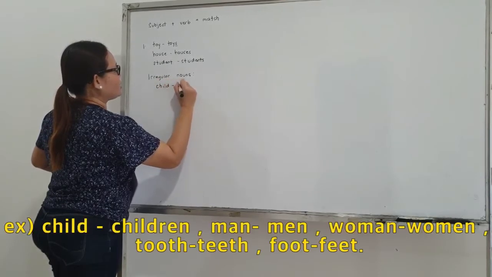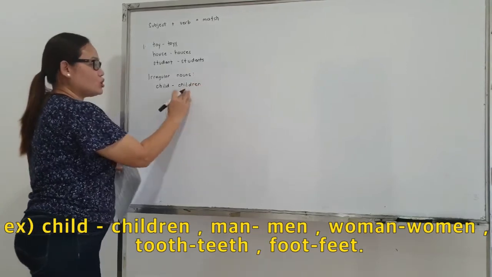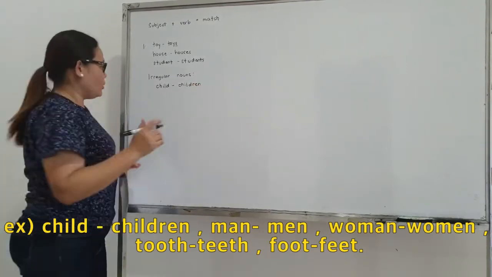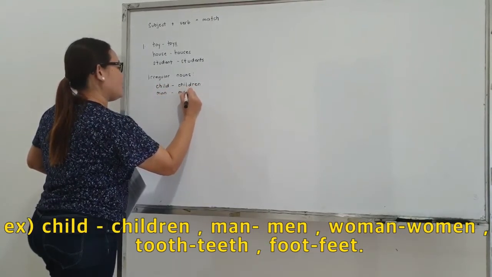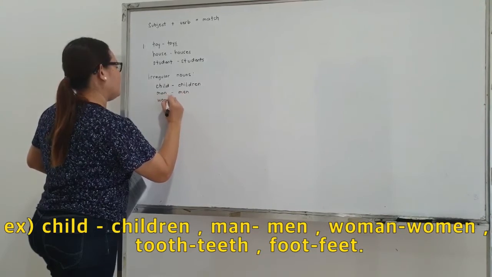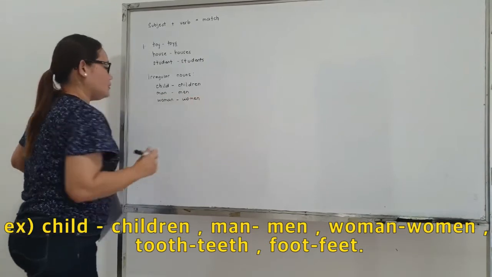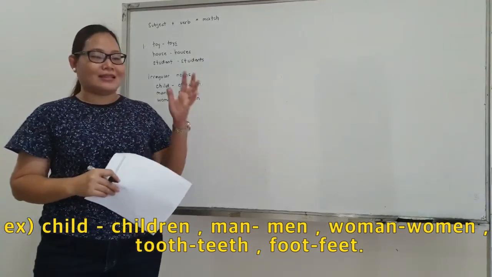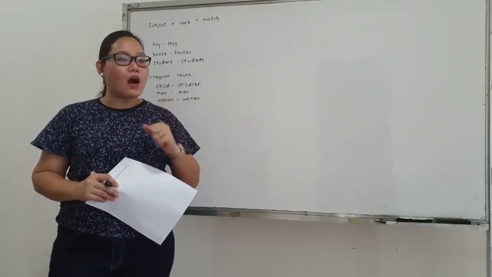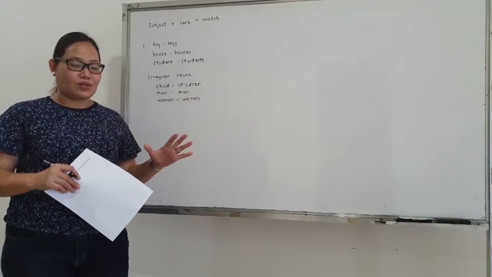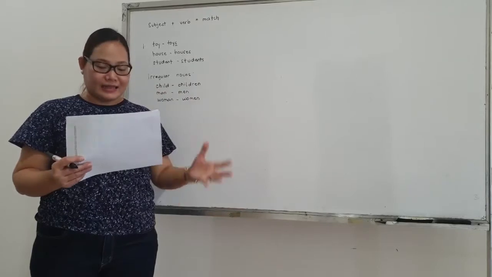The first one is in the case of your noun child. The plural form is children. It's not childs. It is the same case with man, it is men. Woman is women. Tooth is teeth. And then foot is feet. And so on and so forth. There are more irregular nouns, so you will be learning that as we continue with this lesson.